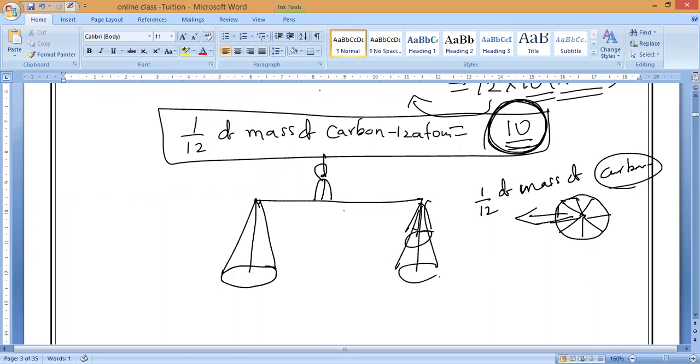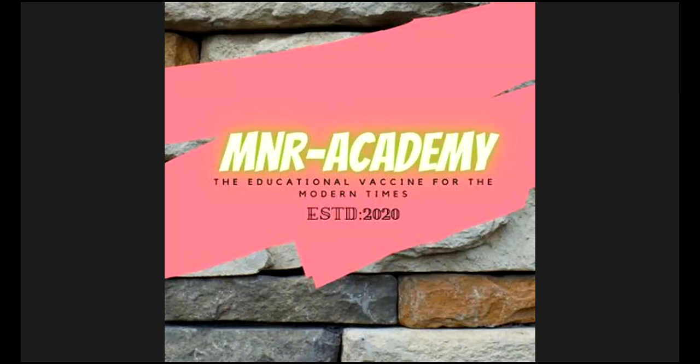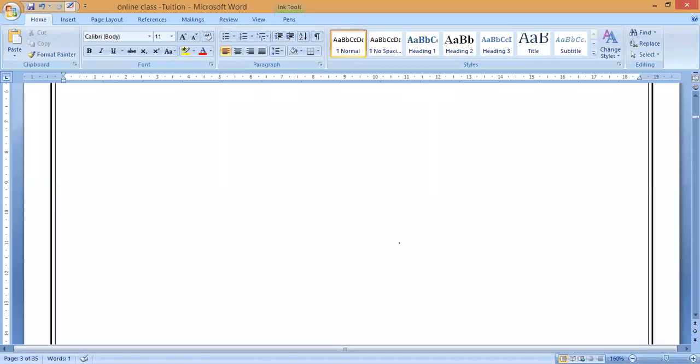Is it yes or no? So 1 by 12th of the mass of a carbon atom is equal to what, guys? 1 atomic mass unit. Understand? From that you have to write what is 1 atomic mass unit. They will ask you in the exam. What will you say? What is 1 atomic mass unit? 1 atomic mass unit is equal to 1 by 12th of the mass of a carbon 12 atom.